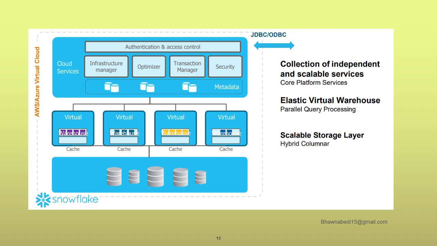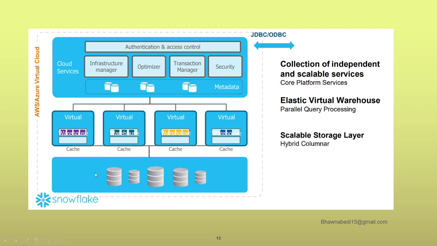Now this image gives you a little more depth about this architecture. At the bottom, you have the storage layer. It is a scalable storage, as mentioned over here. Scalable as in it can get increased; if you want to increase, you can scale it out. We will talk about what this hybrid columnar means in detail.